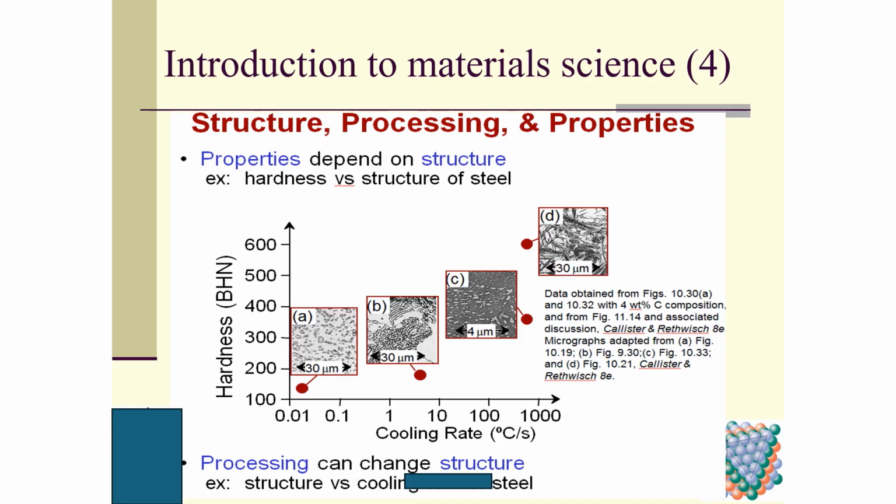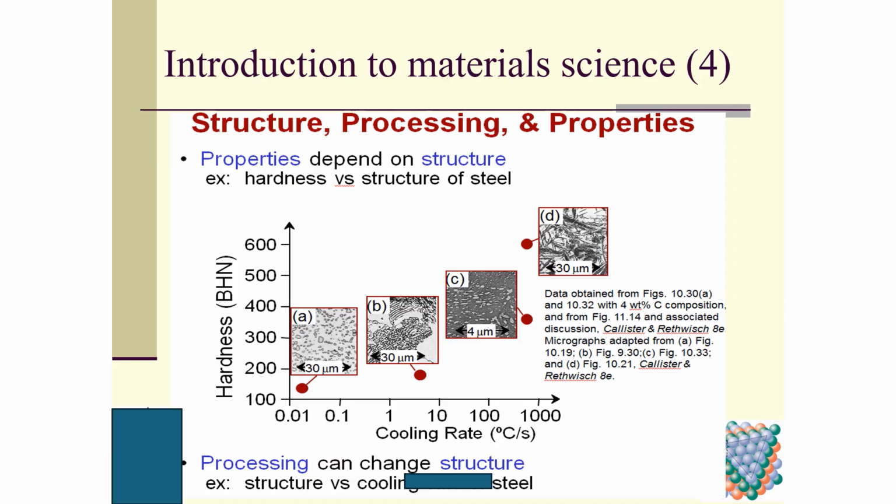This data is obtained from here. This is with 4 weight percent carbon composition, from figure 11. We can see different cooling rates in degrees C per second will result in different microstructures, and different microstructures will have different hardness. So that means the property is dependent upon the structure.